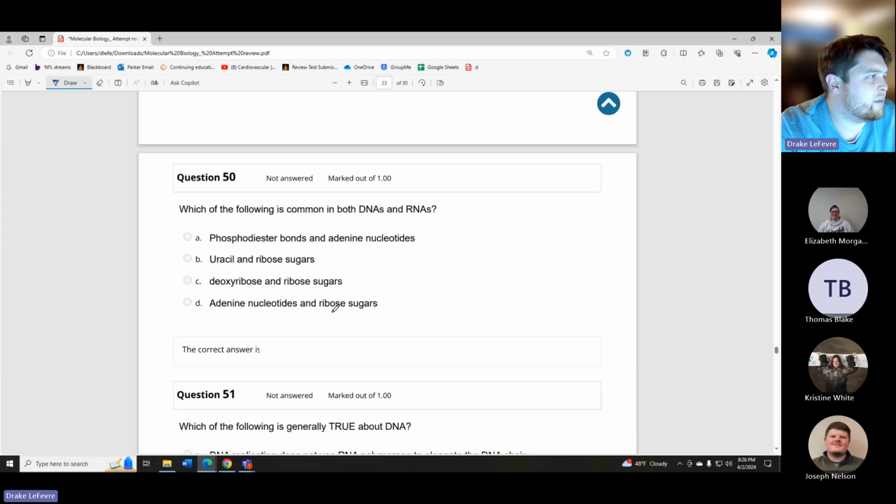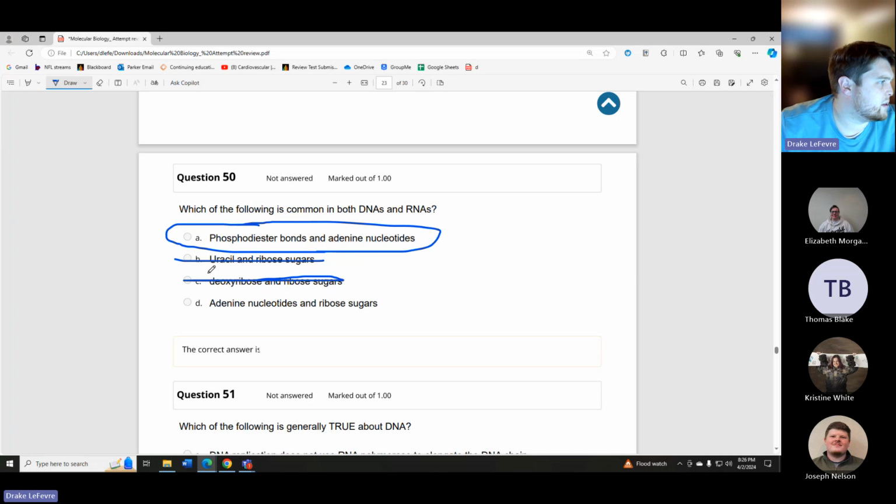Which of the following is common in both DNAs and RNAs? Phosphodiester bonds, adenine nucleotides, uracil and ribose sugars, deoxyribose and ribose sugars. We know immediately it's not that, because RNAs don't have deoxyribose. Adenine nucleotides and ribose sugars, no. And it can't be uracil because that's not in DNA. I have this guy, phosphodiester bonds and adenine nucleotides.